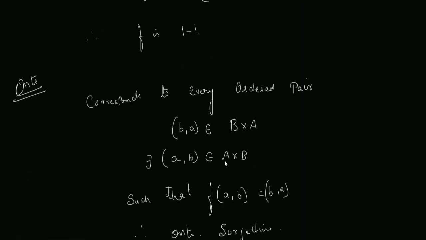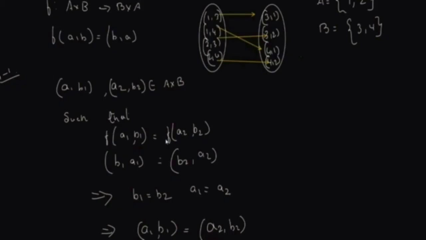Now we'll prove the function is onto. You can see in the diagram, for every ordered pair (b, a), there exists (a, b). For example, you take (3,1), you have (1,3). (3,2), you have (2,3). (4,1), you have (1,4). (4,2), (2,4). Isn't it?